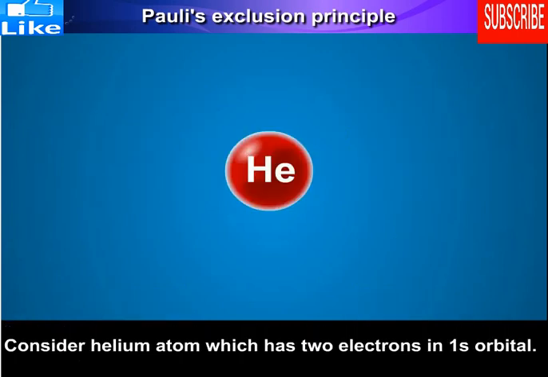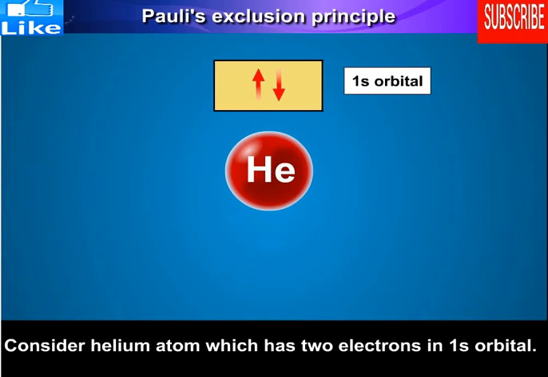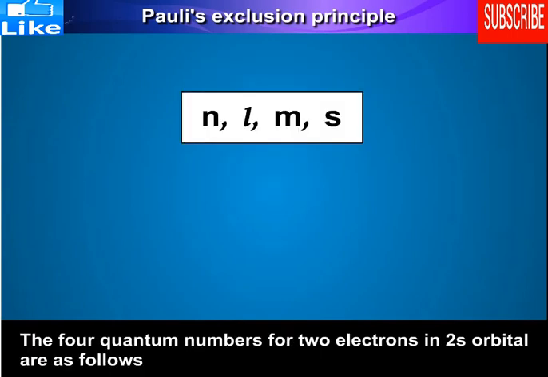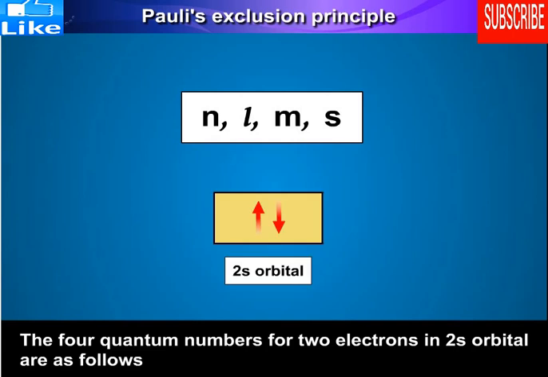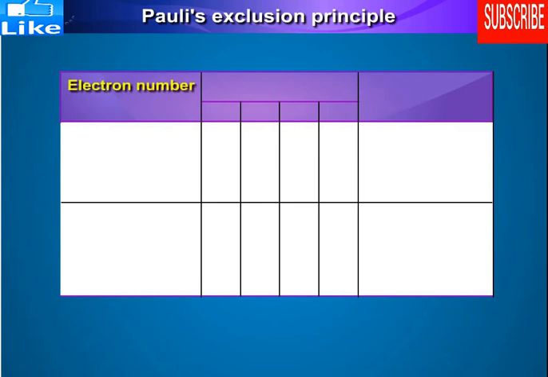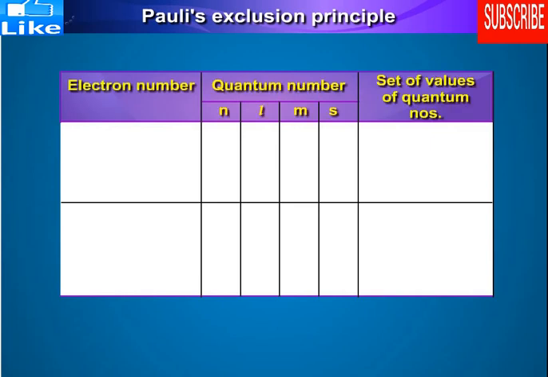Consider the helium atom, which has two electrons in one s orbital. The four quantum numbers for the two electrons in the s orbital are as follows. The table mentions electron number, quantum numbers, and set of values of quantum numbers. For the first electron, n is equal to 1, l is equal to 0, m is equal to 0, and s is equal to plus 1/2. Set of values: 1, 0, 0, plus 1/2.